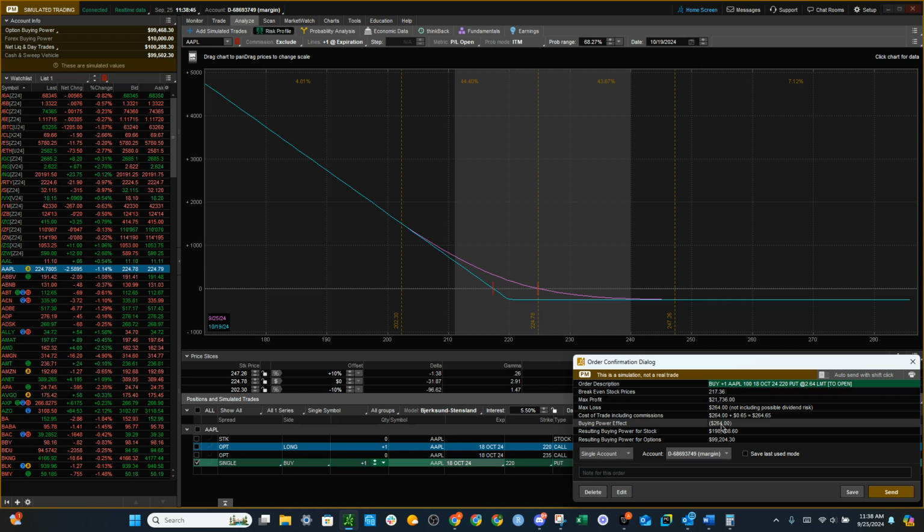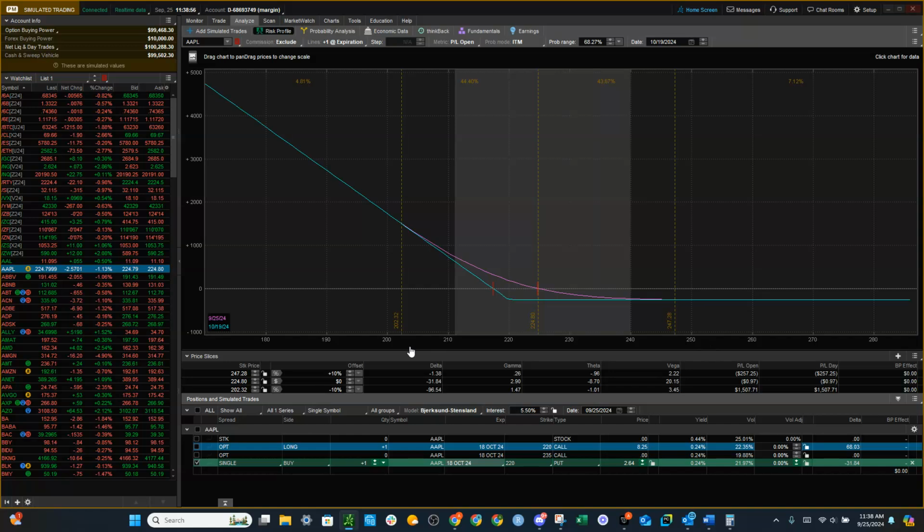It's important to know all these numbers because otherwise you'll be completely confused about where your money is going. Why am I down so much when the stock is up and everything? So it's probably going to your commissions.